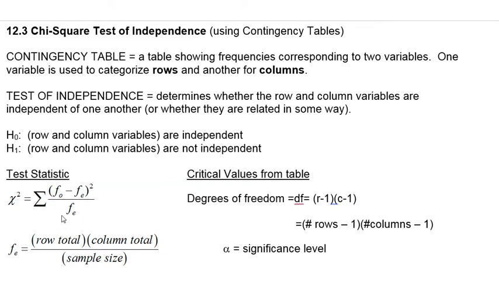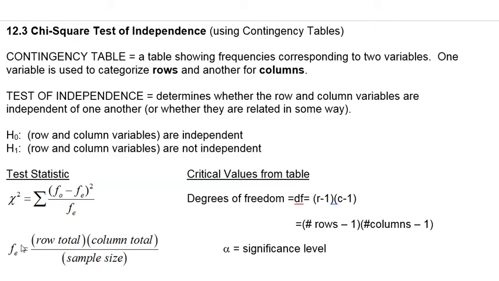Our test statistic is calculated the same way it was with our goodness of fit tests. We take an observed frequency minus an expected frequency, square it, and divide by our expected frequency, then add up those totals. What's different is where we get that expected frequency. Also, what's different is how we calculate our degrees of freedom.